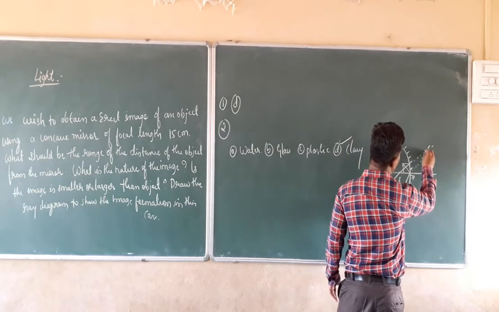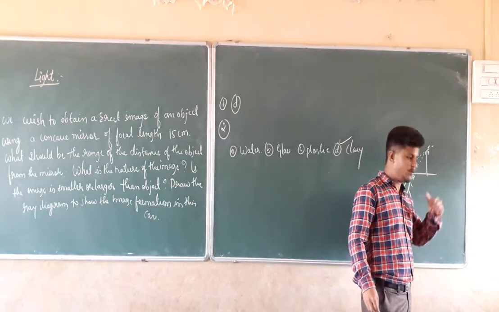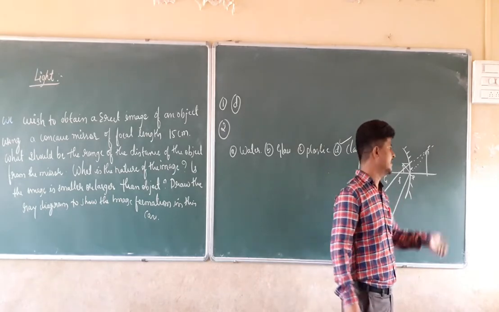Like this, the image is going to form here. How does the image look? The image is a virtual image. Why is it forming inside the mirror? In the same manner, the image is an erect image. Why is it upright?